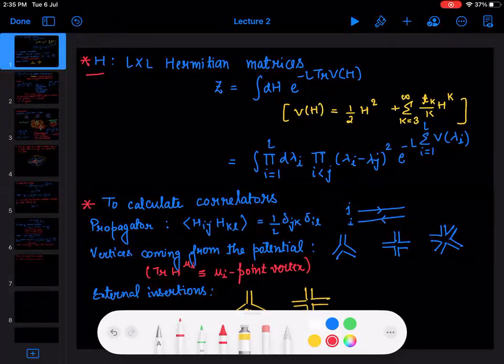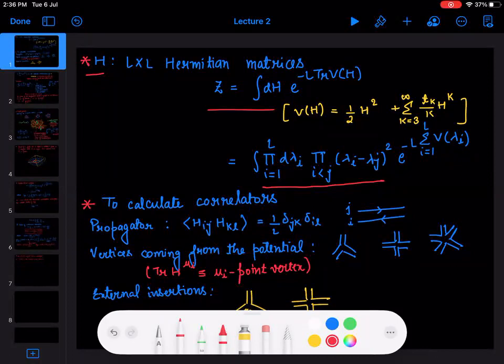And then we defined our partition function. This is a partition function. This V here is the potential, which I'm going to take to be an infinite power series. And then we wrote it down in terms of the eigenvalues. So this measure DH in terms of eigenvalues looks like this, and the potential just becomes a function of the eigenvalues. Then we saw how to calculate correlators in this matrix model.